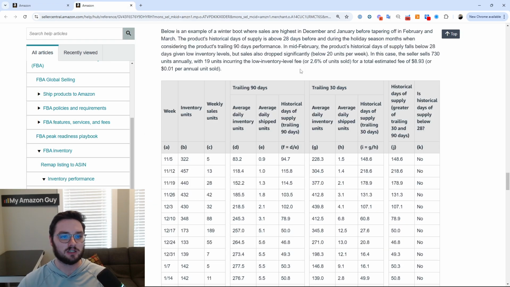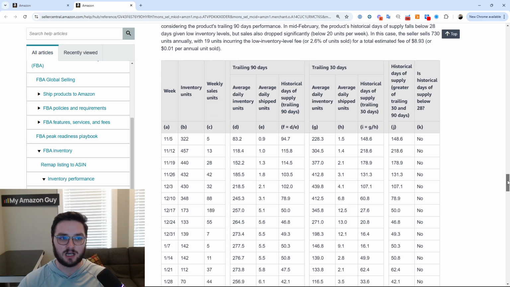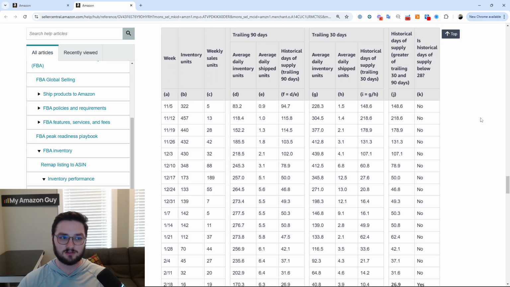We can come on over here where Amazon has a lot of numbers for us. So this is their essential sheet to show you exact ways of understanding your historical days of supply, your trailing 30, your trailing 90, and this is supposed to give you an understanding of how you can actually say, am I going to be having to deal with this?